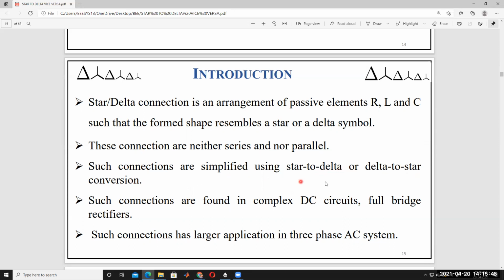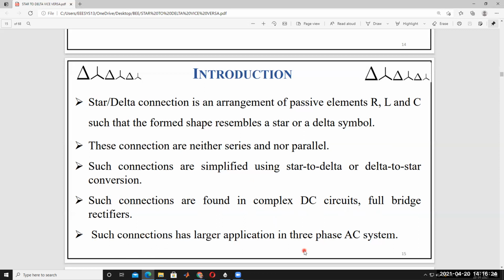Star-to-delta and delta-to-star conversion is useful if the circuit connections are neither series nor parallel. Such circuits can be simplified by using star-to-delta or delta-to-star conversions. Such connections are found in complex DC circuits and full bridge rectifiers. This type of connection is generally seen in full bridge rectifier circuits.